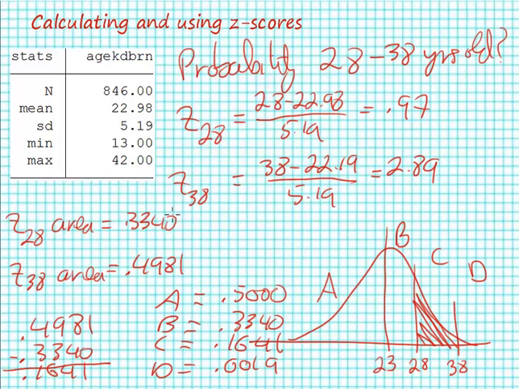So if we were to try to answer the problem, what is the probability that a woman is between the ages of 28 and 38 years old when she has her first child? The answer would be approximately 0.16. Or 16% of women tend to have their first child in that age range.